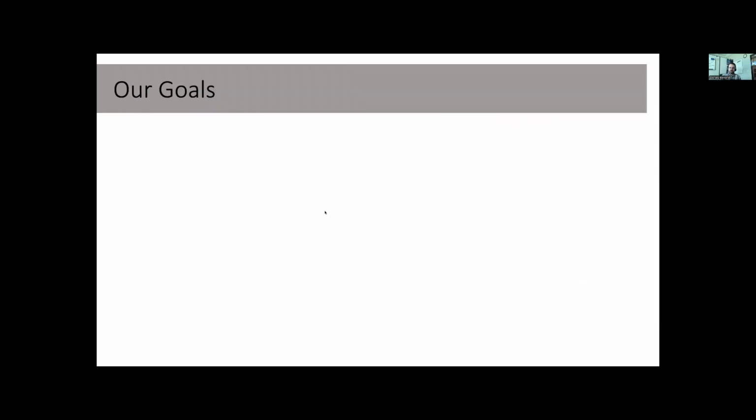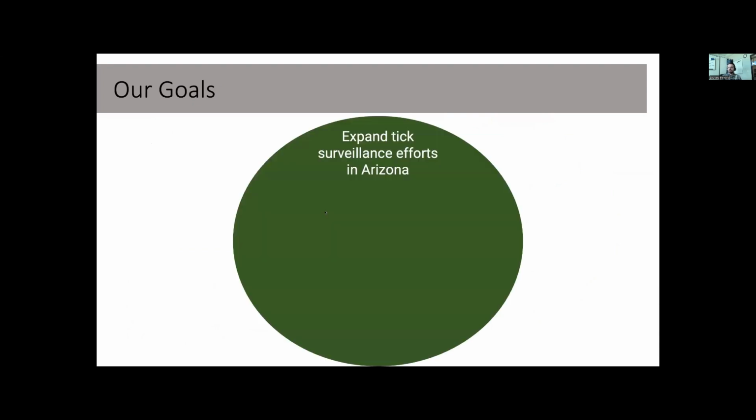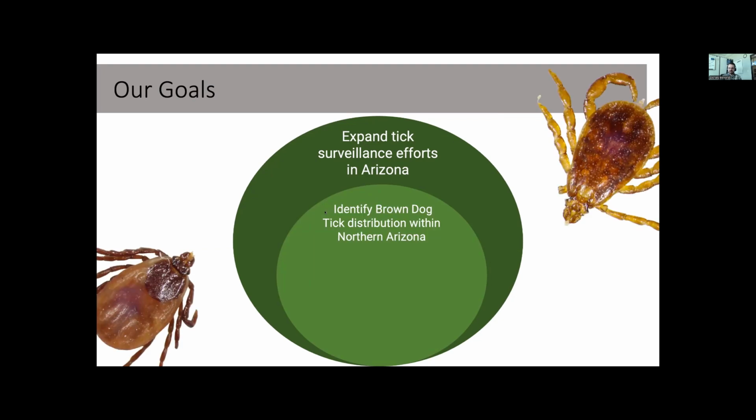So now let's get into the goals and what we set out to do. We wanted to first expand tick surveillance efforts within Arizona as a whole, and we wanted to focus specifically on identifying brown dog tick distributions within northern Arizona. And we wanted to understand the prevalence of the different spotted fever group Rickettsia present within these populations.